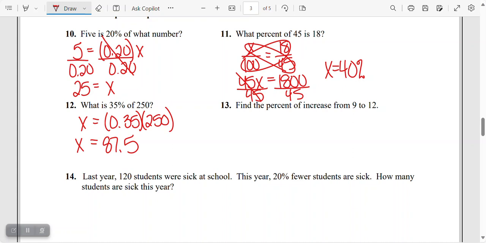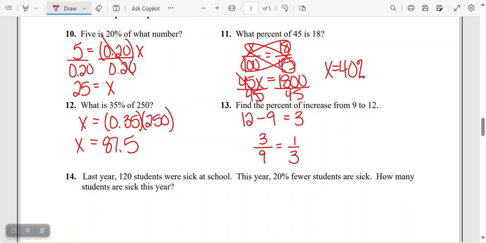13 is back to a percent of change question. Remember that this is from lesson 5.3, so I was having a lot of you refer back to your math notes yesterday in class, so make sure you have that handy and you know where to access this lesson from, but it's 5.3. So again, we're going to subtract 12 minus 9, and that's 3. Then we take 3 and we divide it by the original number, or the first number. 3 divided by 9 is 1/3.